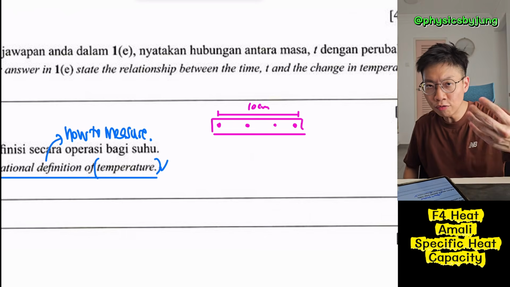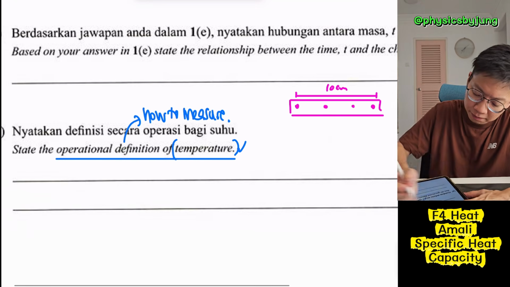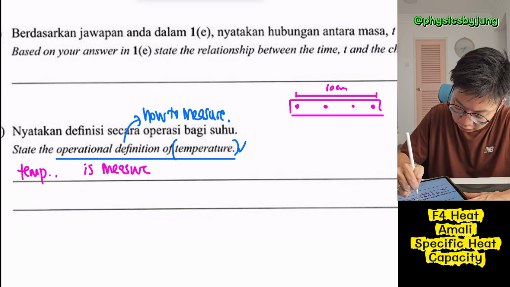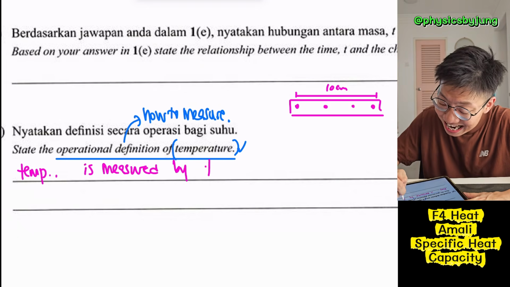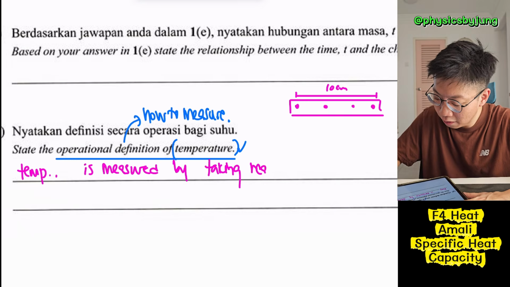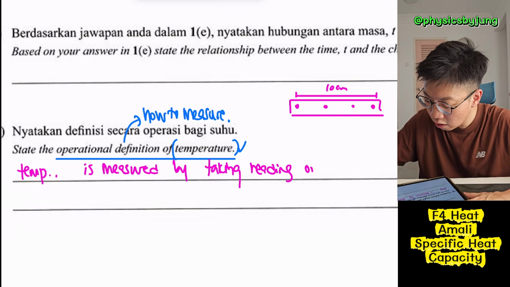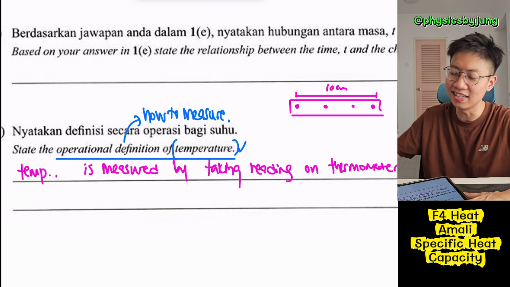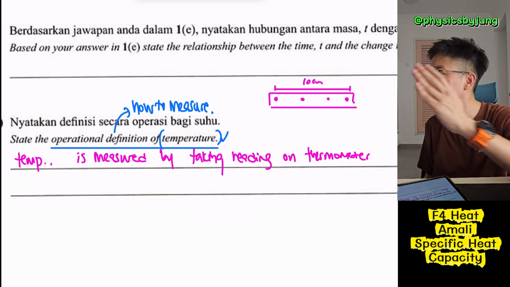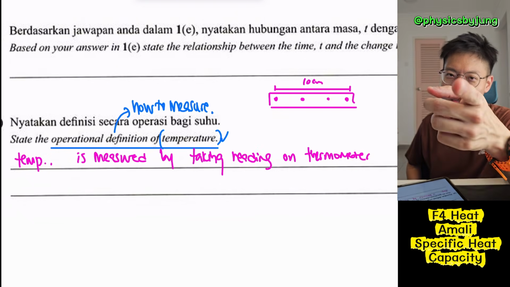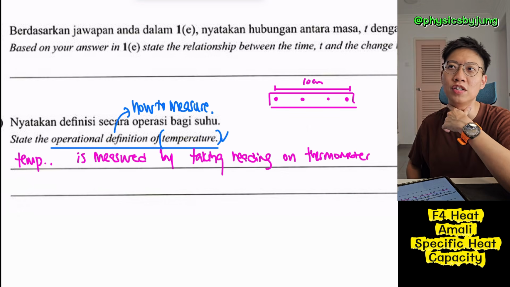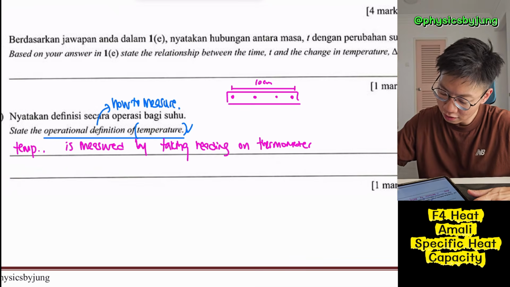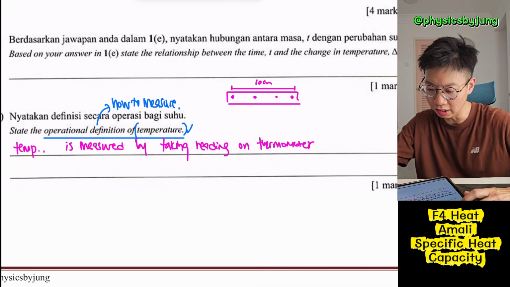Okay, so how do you measure temperature? We just have to say, temperature is measured by taking the reading on a thermometer. So this is the paling senang one. How to measure temperature in this world, right? In our syllabus, the only way that we can measure temperature is by using a thermometer lah. Itu saja lah. So we're going to use a thermometer.